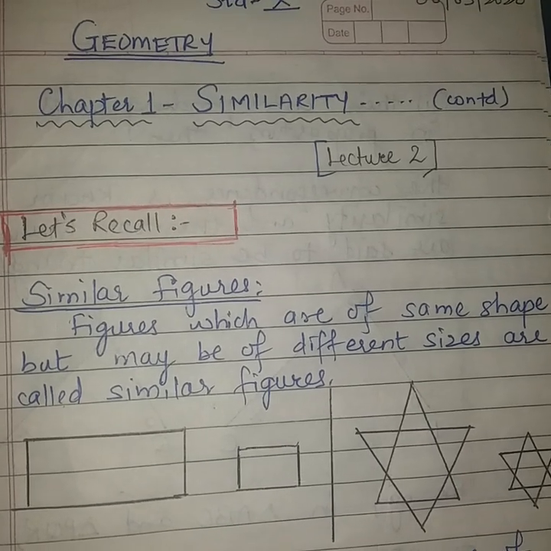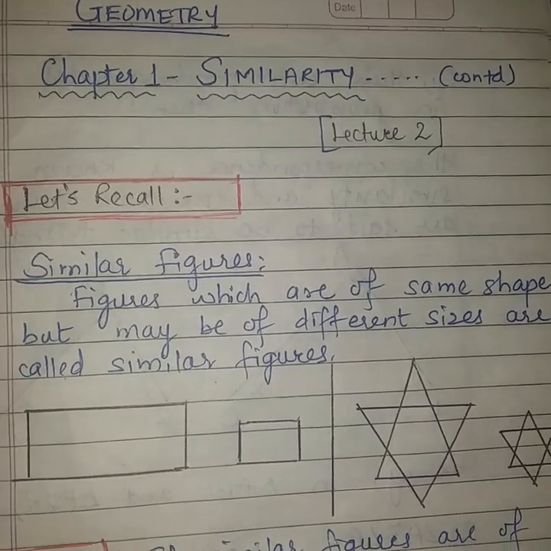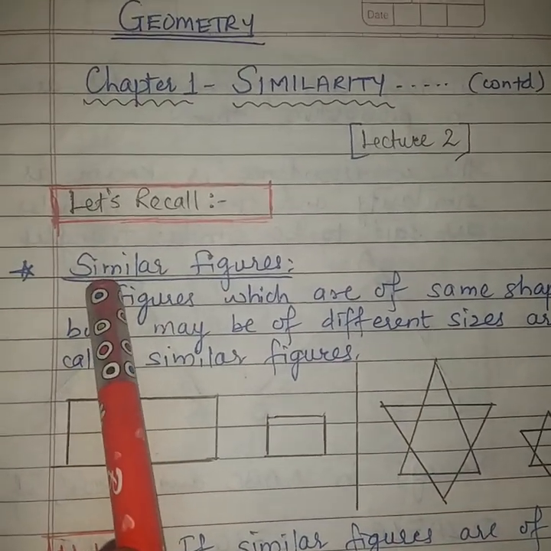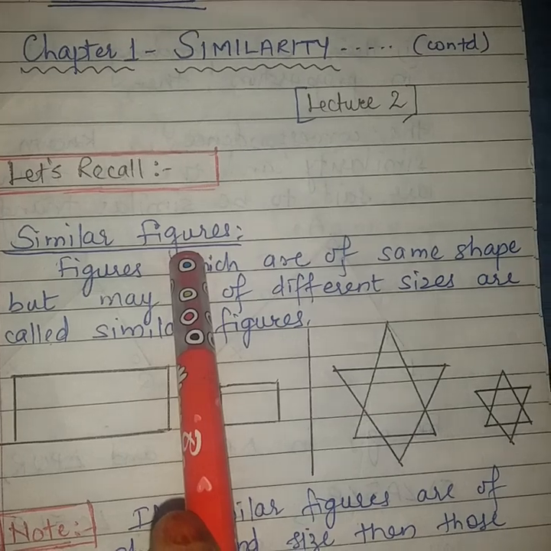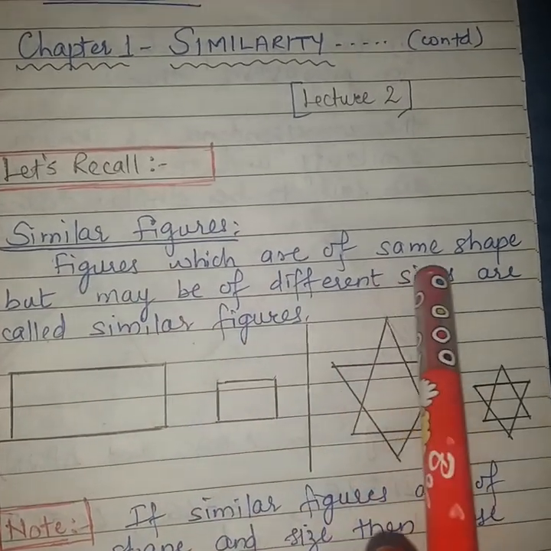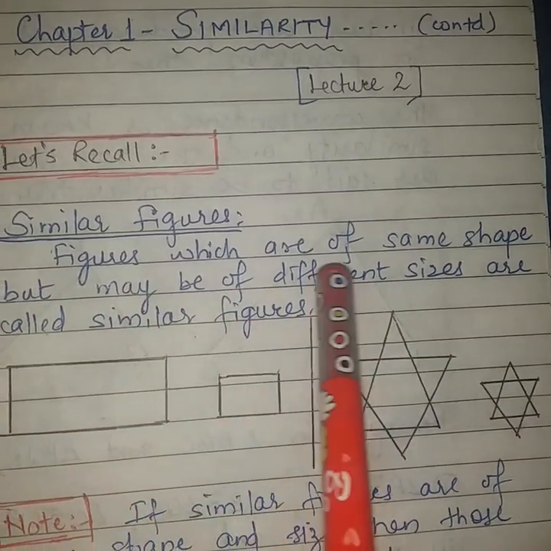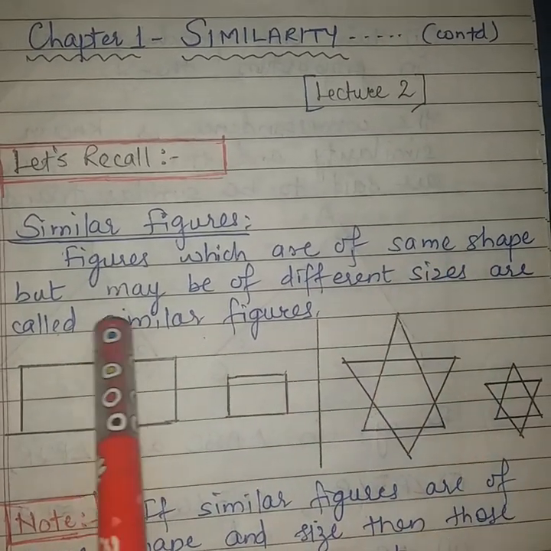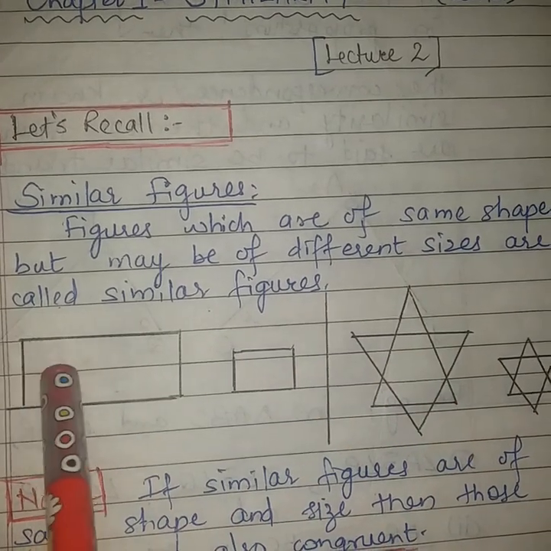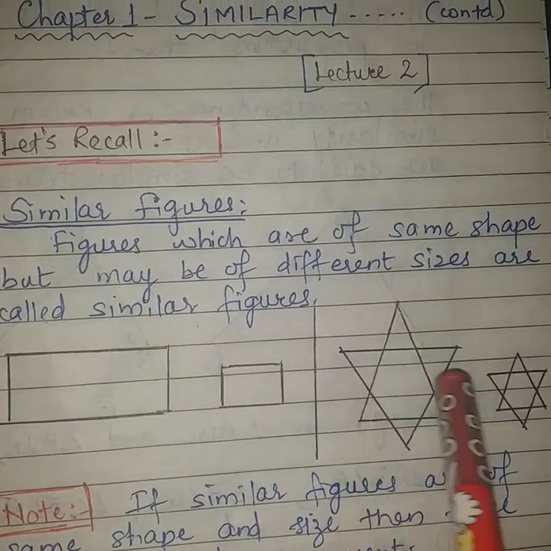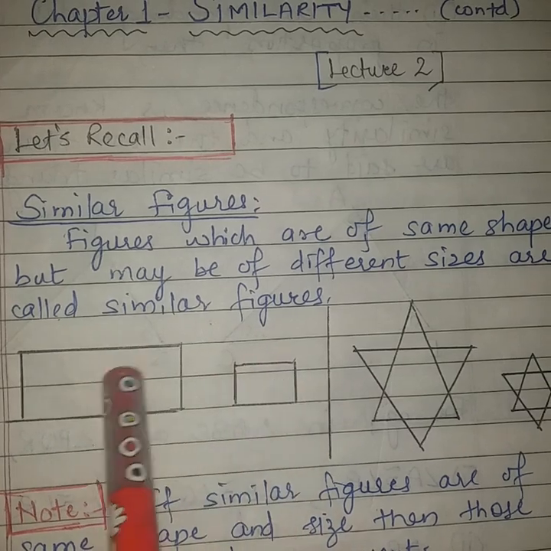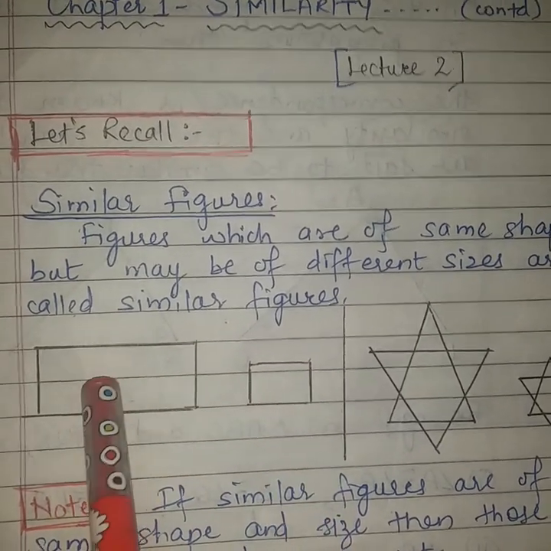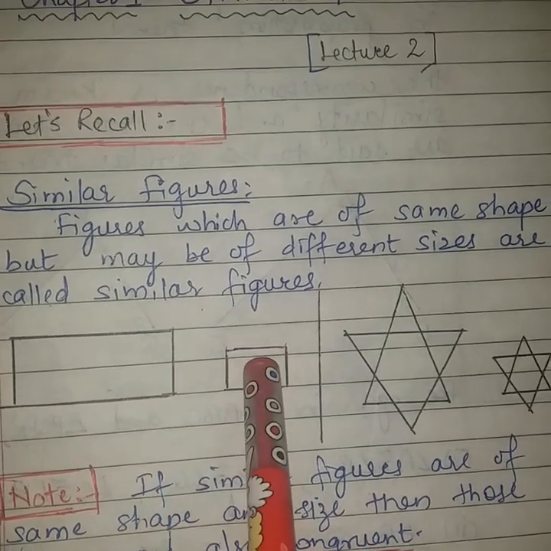Before starting with the main part today, let's recall a few concepts of your 9th standard. Starting with similar figures. Figures which are of same shape but may be of different sizes are called similar figures. Same shape, different sizes. You can see two rectangles and two stars. Of course, both of them are of the same shape, but the two rectangles are of different sizes. Hence, the two rectangles are similar figures.